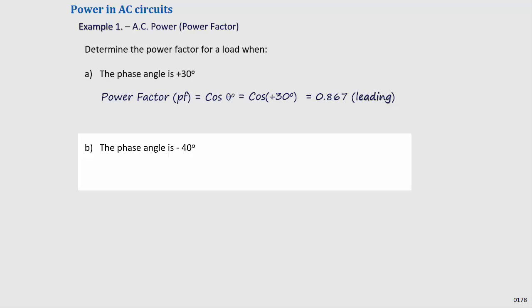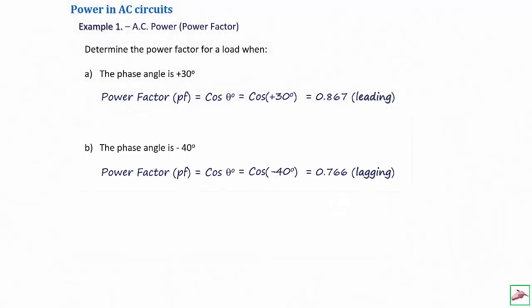In part B, the phase angle of the load is minus 40 degrees. So the power factor equals the cosine of the phase angle. Substituting the values, power factor equals cosine of minus 40 degrees, which equals 0.766 lagging, as the phase angle was negative.